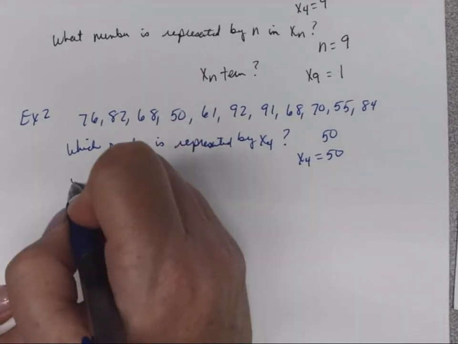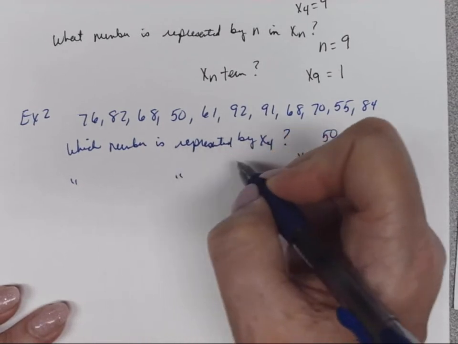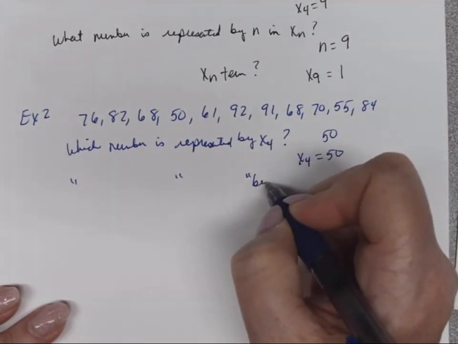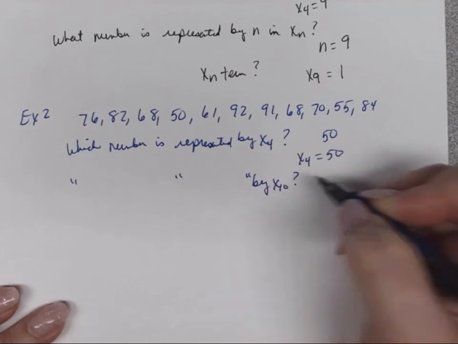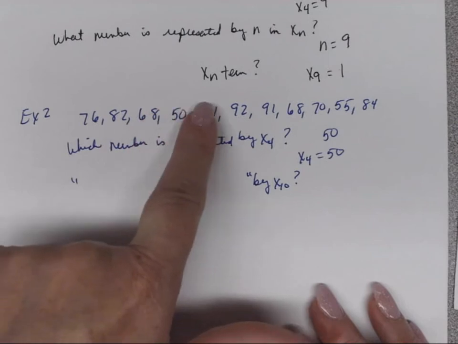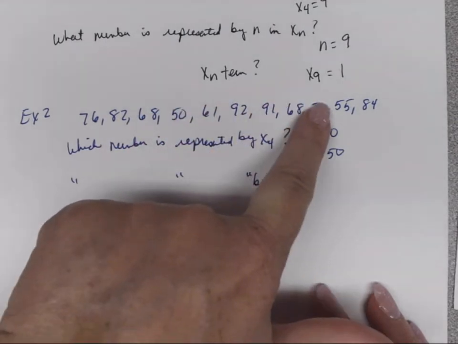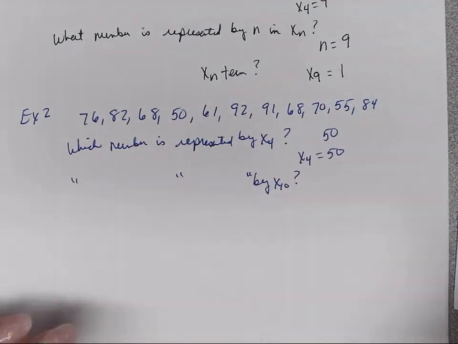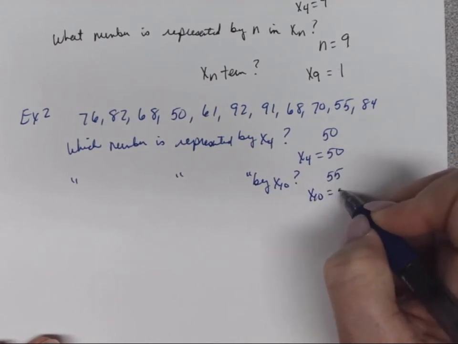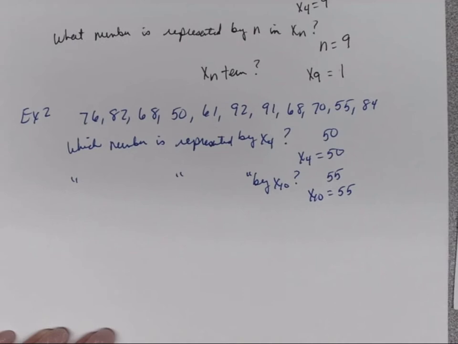All right, let's look at another one. Which number, again, I'm using my quote marks here to say I'm repeating this, is represented by x sub 10? If we're looking at x sub 10, 1, 2, 3, 4, 5, 6, 7, 8, 9, 10, it's 55. So I could say that x sub 10 is equal to 55.